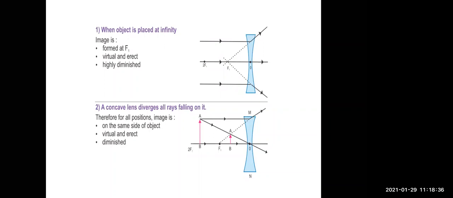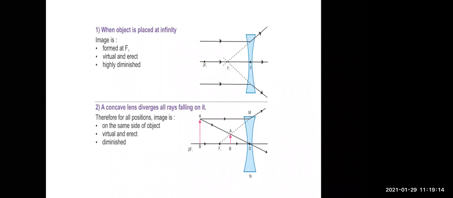Then comes a concave lens, which diverges all the rays falling on it. Here you can see that on the same side of the object we are getting the image. Two incident rays are falling on the lens. One will be diverged and the second will pass through the optical center. Then we get an image A dash B dash, and that will be a little bit smaller in size than the object.